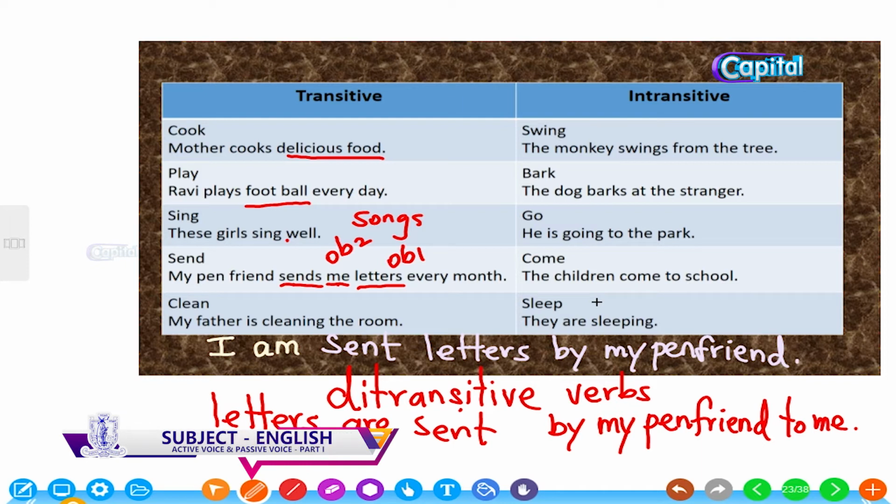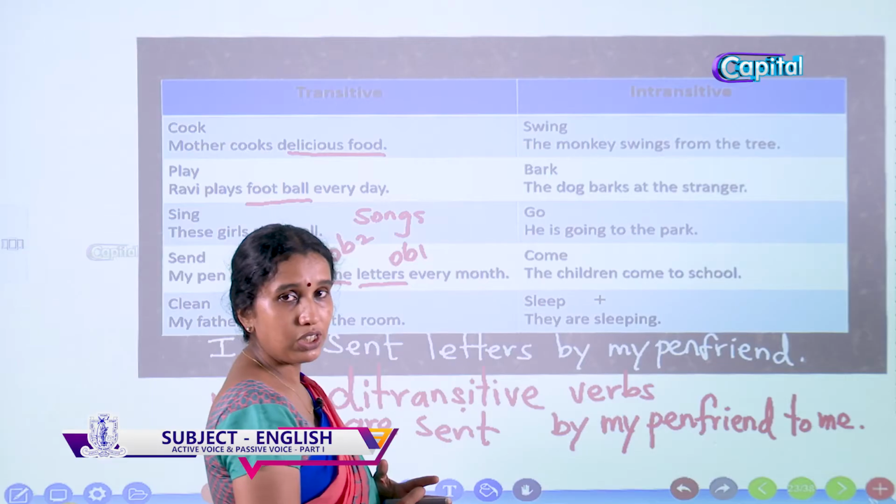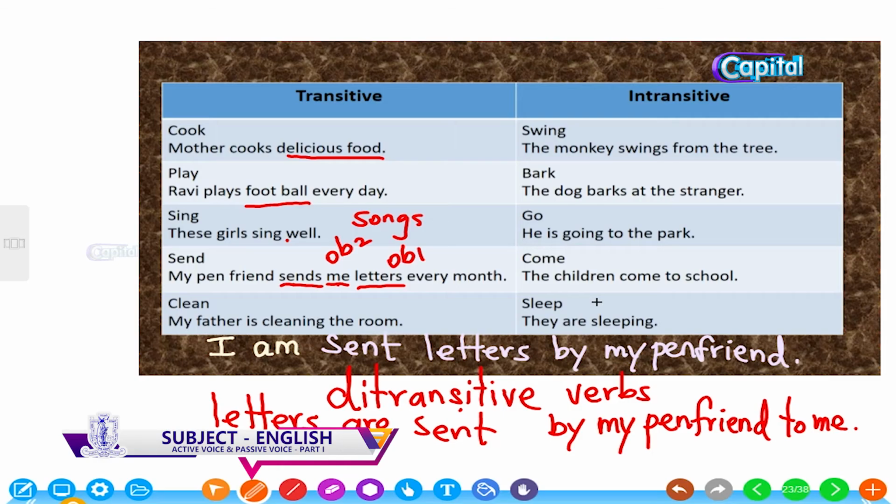The children come to school. What do the children come? Or to whom do the children come will not give you the answer. They are sleeping. What are they sleeping? Or to whom are they sleeping will not give you the answer. So, they do not carry the object with them. So, they are called intransitive verbs. These intransitive verbs cannot be changed into passive voice.